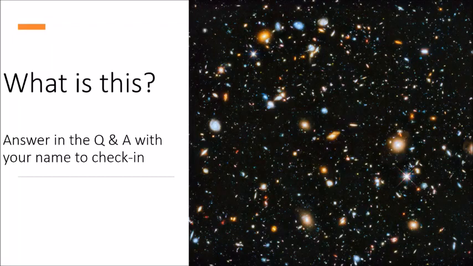What is this? This is what's known as the Hubble Deep Field North. What you're looking at is the deepest part of the universe. So all of those little lights there that are blue, orange, white, yellow, those are all galaxies.